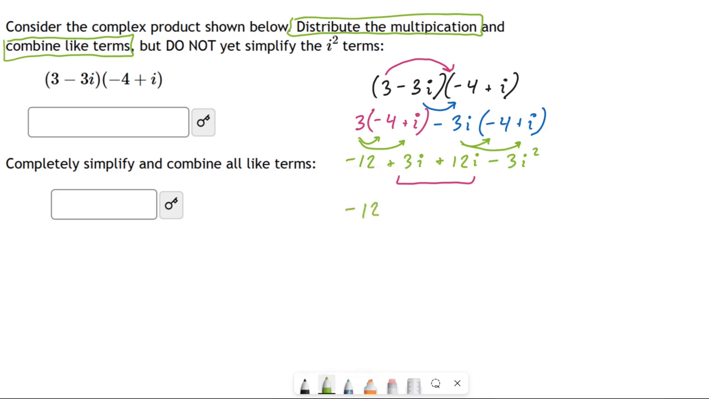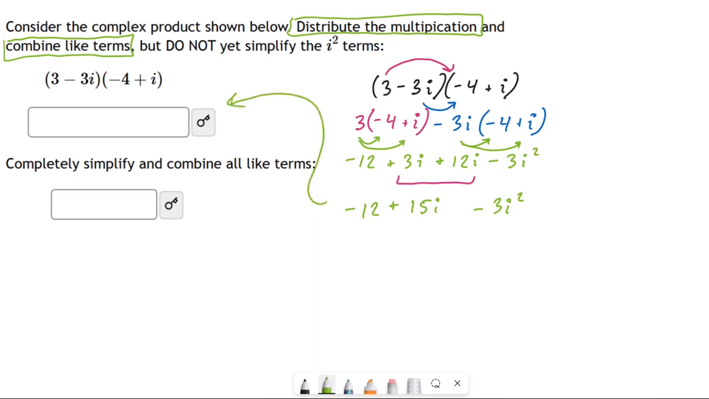It's like a variable. So this is going to become negative 12, that's staying there. Negative 3i squared on the right, that stays there. And I have 3i plus 12i, that makes 15i in the middle. All right, so there is my simplified form: negative 12 plus 15i minus 3i squared. Now this is what's wanted in that first answer box.